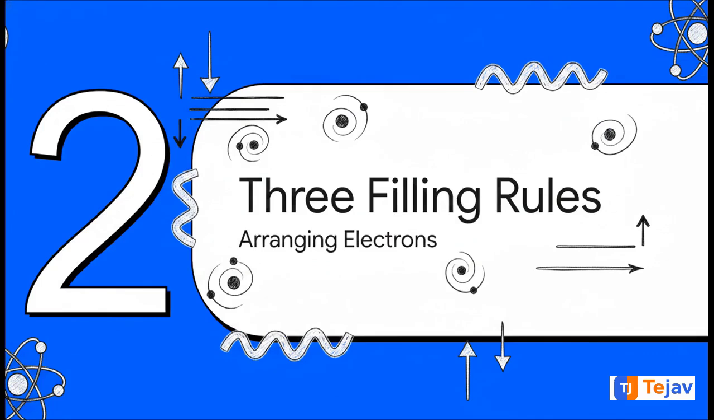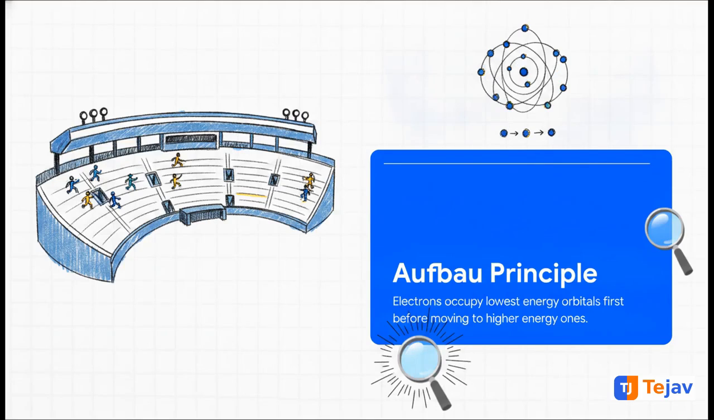Okay, Section 2, the 3 electron filling rules. How do these electrons actually decide which of those subshells to move into? Well, it all comes down to 3 fundamental laws. First up is the Aufbau principle. Aufbau is actually German for building up. This rule tells us that electrons will always occupy the lowest energy orbitals first before they even think about moving to higher ones. It's exactly like stadium seating.